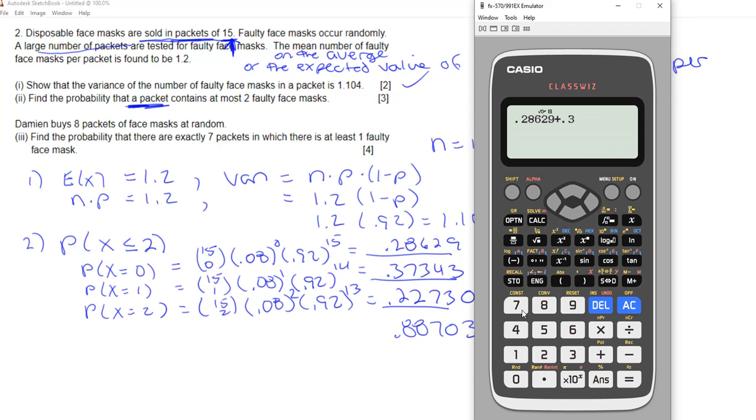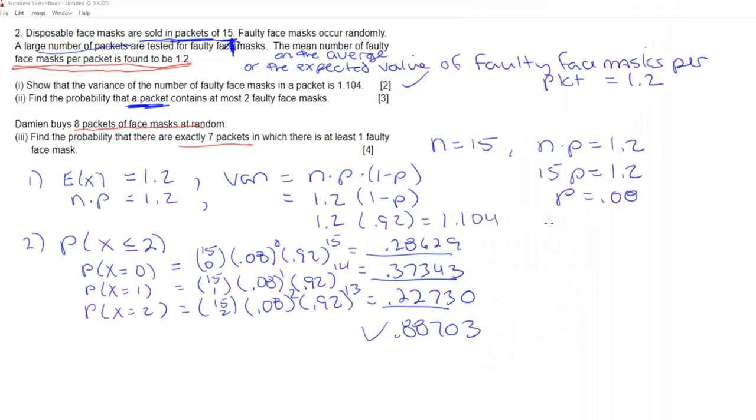Well, that's going to be the same number if I add these 3 probabilities together, which most of you ended up doing. And that's going to be our answer, 0.887 to 3 significant figures. Now, this next part says that we've got 8 packets of face masks at random. Find the probability that there are exactly 7.